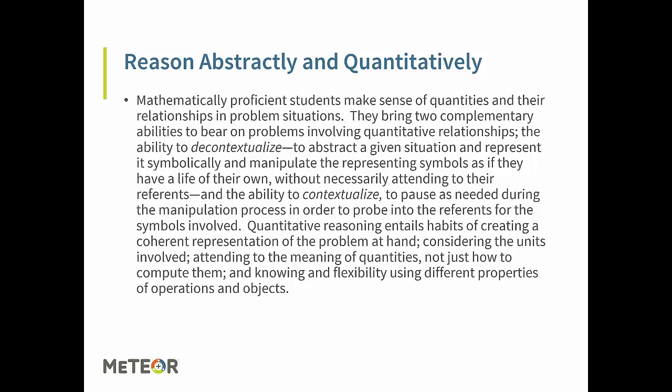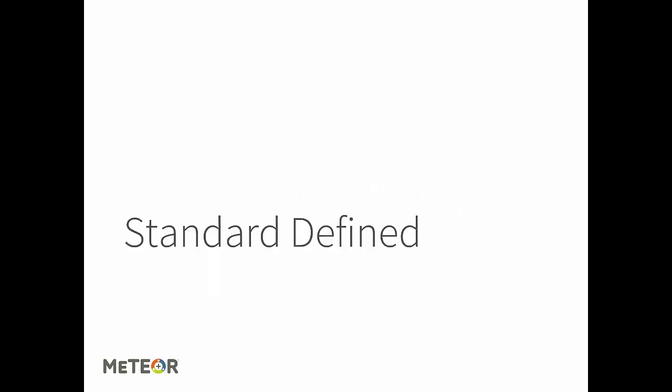Quantitative reasoning entails habits of creating a coherent representation of the problem at hand, considering the units involved, attending to the meaning of quantities, not just how to compute them, and knowing and flexibly using different properties of operations and objects. As you can see, Math Practice 2 covers several habits that students should be proficient in. Let's break down each section so we can fully understand each of these proficiencies.